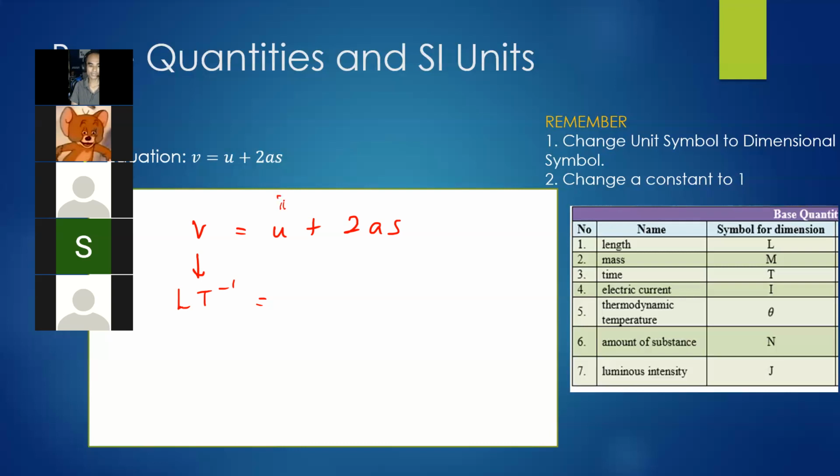U stands for initial velocity. This one, V, stands for velocity. V stands for final velocity. And you have initial velocity. Final velocity. So V and U is actually.